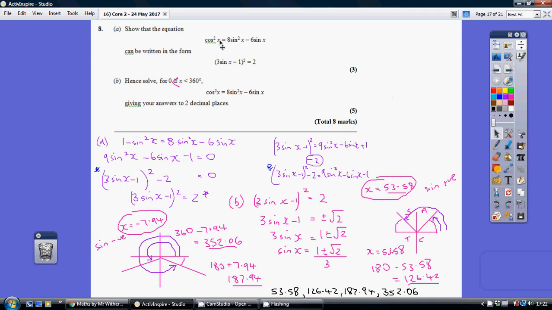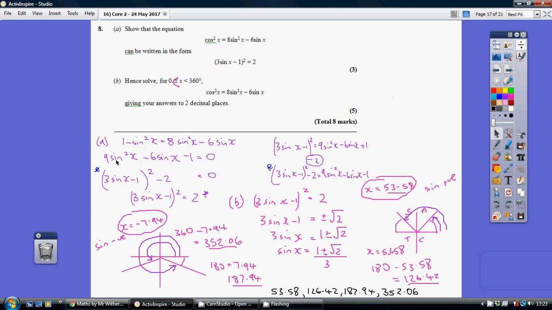There's only really two equations we need to learn for Core 2, one of which is cos squared x plus sin squared x equals 1. So we can replace this cos squared x with a 1 minus sin squared x. So we've basically got sin throughout. Then taking that all over to the right hand side, we get 9 sin squared x minus sin x minus 1 equals 0.